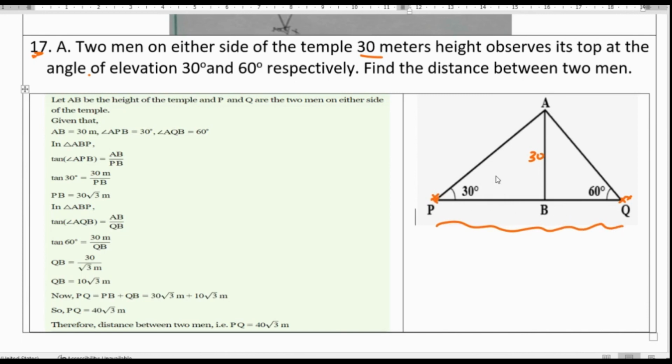Before finding PQ, we have to take two triangles, triangle APB and triangle ABQ. If you find using tan, you will get the PB value, which is nothing but 30 root 3. PB is 30 root 3. And if you take triangle ABQ, we will get QB as 10 root 3, students. So to find the distance between the two men, we have to add 30 root 3 plus 10 root 3, which is nothing but 40 root 3. So the distance between the two men on either side of the temple is 40 root 3 meters.